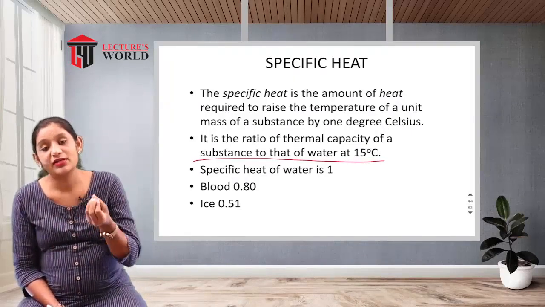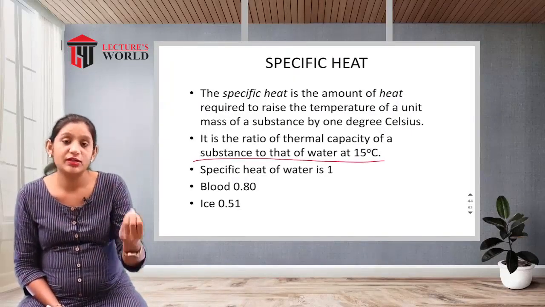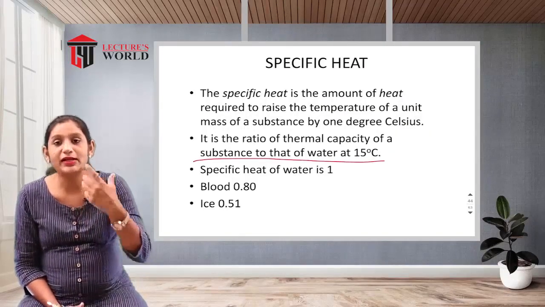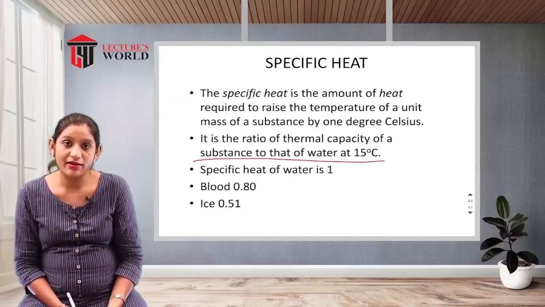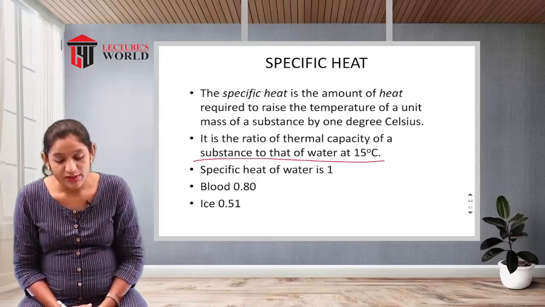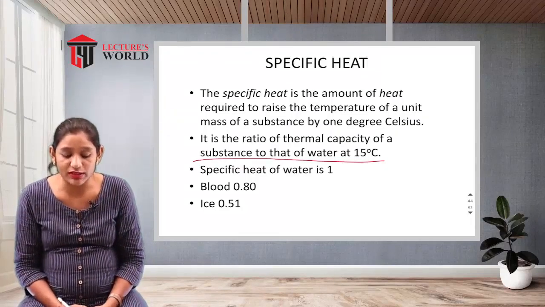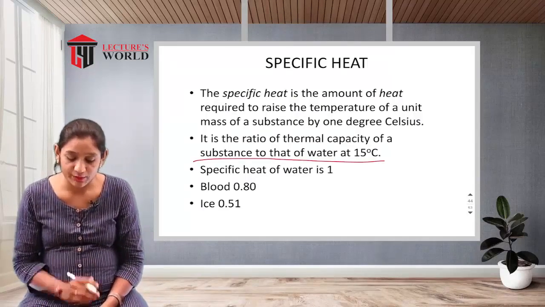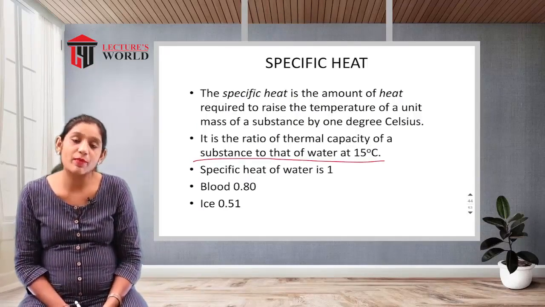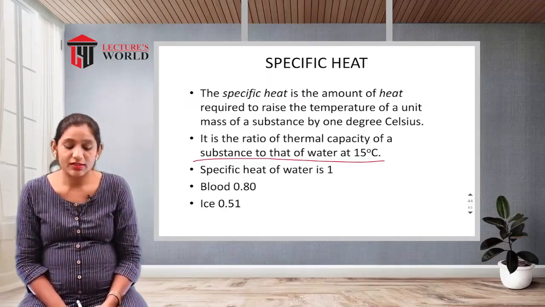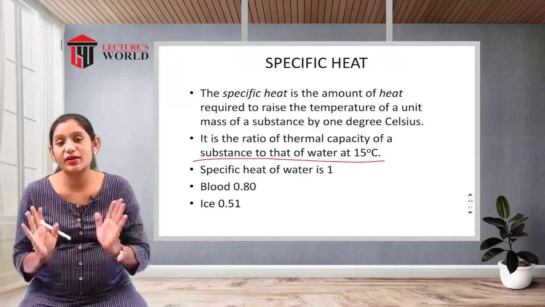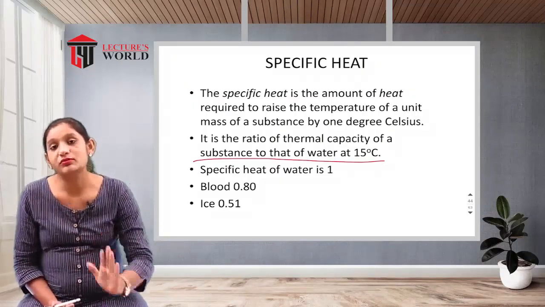We give a specific heat value for each substance. Thermal capacity means heat capacity. The specific heat of water is 1, blood is 0.8, and ice is 0.5. These are the specific heats of the substances.